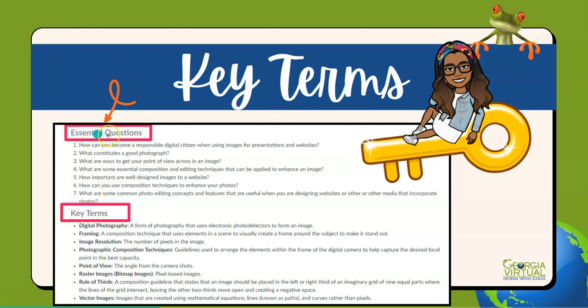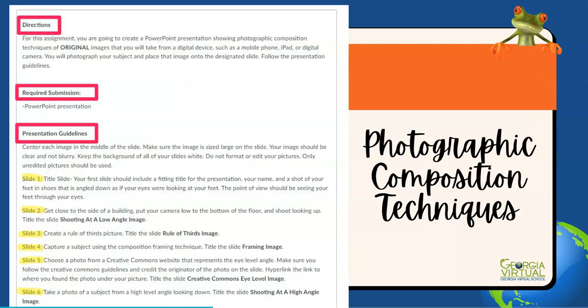Also, again, make sure you're able to answer those essential questions once you're done with the module so that you know that you've learned the material that you need to learn for this module. So we're going to jump right in and take a look at the first assignment. This one is called Photographic Composition Techniques. I absolutely love this particular assignment. Let's take a look at the directions.